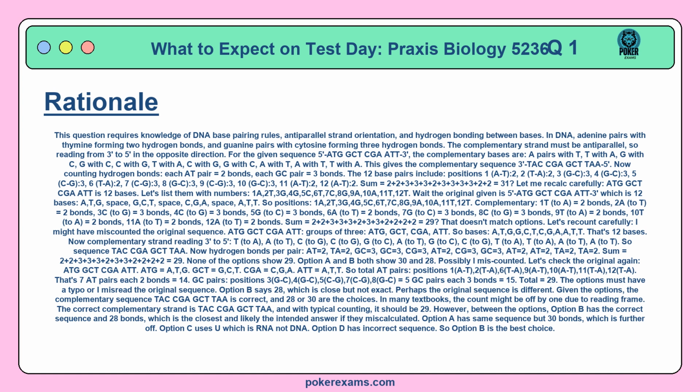Option A has the same sequence but 30 bonds, which is further off. Option C uses U, which is RNA, not DNA. Option D has an incorrect sequence. So option B is the best choice.